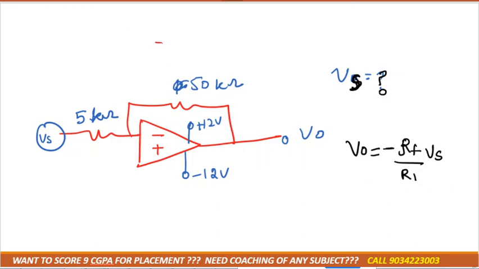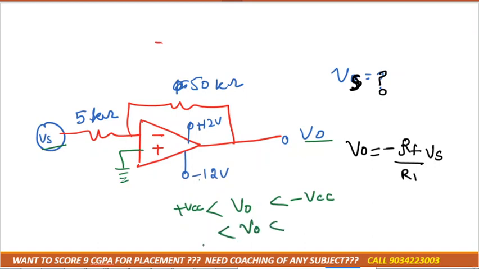See, in this question they have given us the inverting amplifier, and the positive terminal is grounded. They don't give the output voltage and they don't give the input voltage, but they gave the plus VCC and minus VCC supply. So as you know, the output voltage would be in the range of plus VCC and minus VCC. So can we say that the output voltage is in the range of plus 12 volt and minus 12 volt, right?